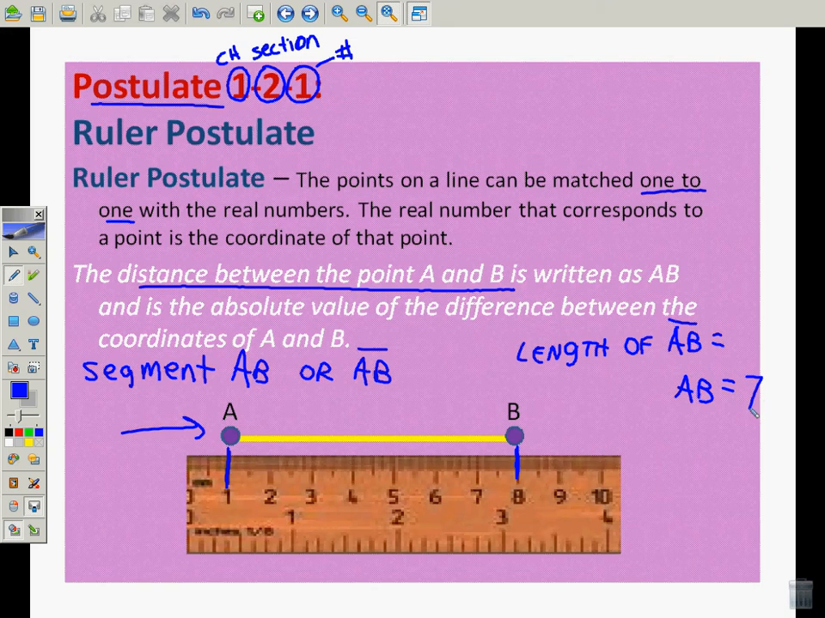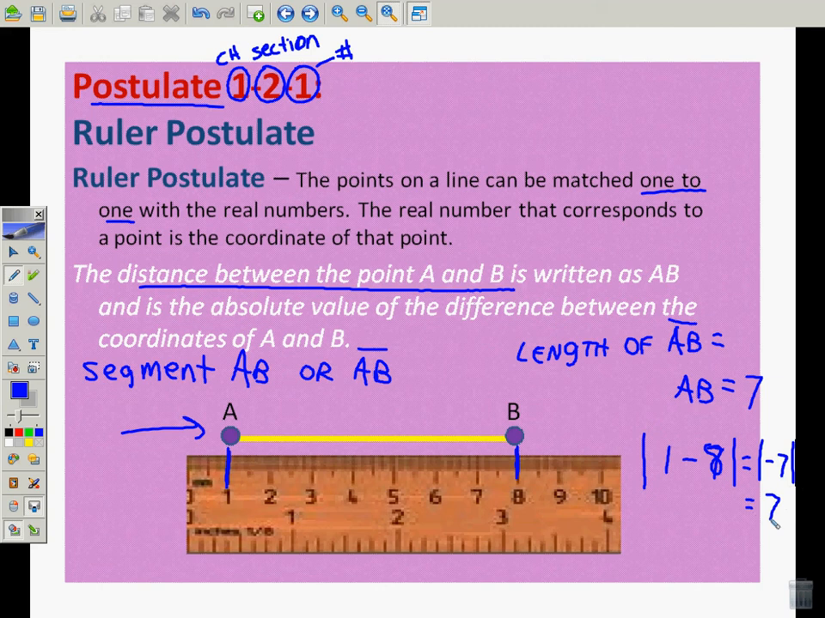Now, how do we figure that out? Well, let's look. It says it's written as AB, which we did. It's the absolute value of the difference between the coordinates of A and B. So absolute value, that's the big bars, right? So the coordinates of A and B. So let's see, A is at 1. So the difference between those two, 8. 1 minus 8 is the absolute value of -7, which is equal to 7.